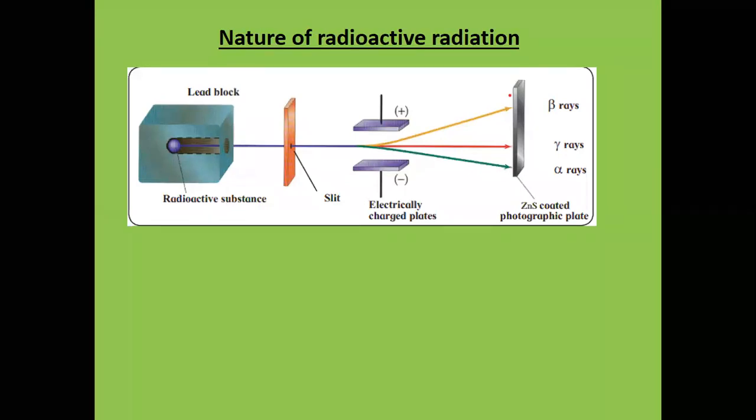Then I have a slit. The slit is nothing but a cardboard or a wooden plank with a hole, again making sure that all the radiations pass through the hole. Then I have two electrically charged plates, which means one is connected to the positive end and one is connected to the negative end. And we are allowing the radiations to fall on a photographic plate, which is coated with zinc sulfide.